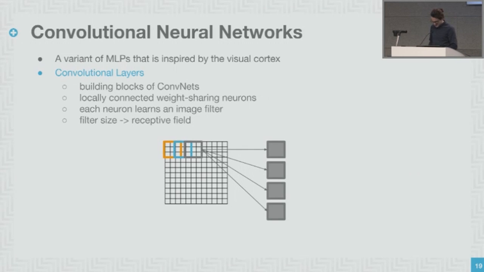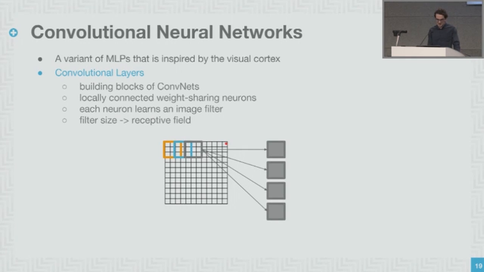So using artificial neural networks, we can also learn how to represent images. One way to do that is to use convolutional neural networks. A convolutional neural network model is a variant of multi-layer perceptrons that is inspired by the visual cortex, and their building blocks are called convolutional layers. How they're different from fully connected multi-layer perceptrons is shown in this figure.